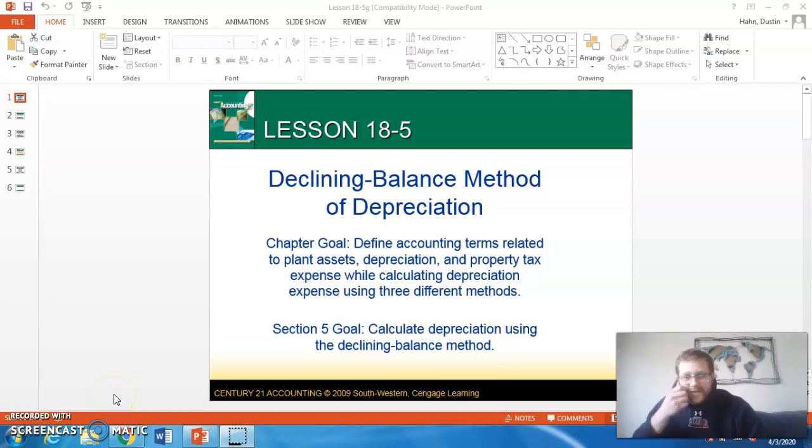All right, Section 5, Chapter 18, working with the declining balance method of depreciation. Earlier in the chapter, we worked with straight line depreciation. Here is your declining balance one. Our goal is to calculate depreciation using the double declining balance method.